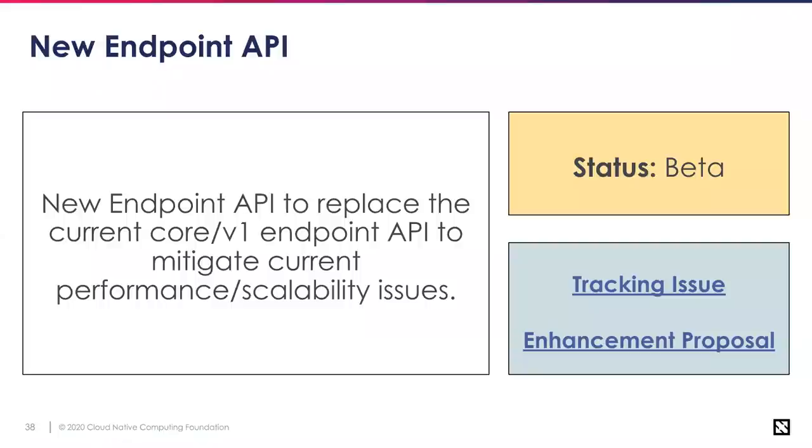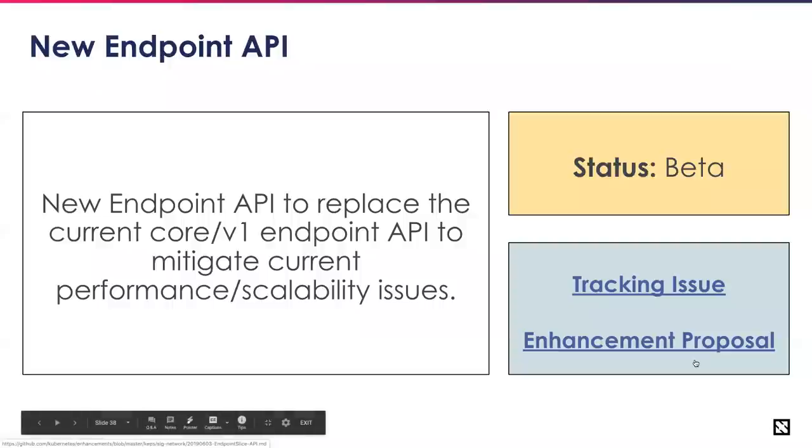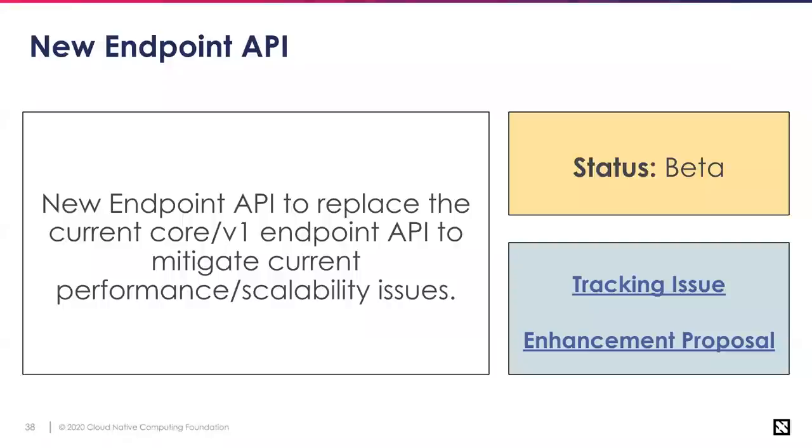And the next enhancement, which is a new endpoint API, this one is again in beta status, and this is meant to replace the Core V1 endpoint to mitigate some performance and scalability issues. I already mentioned it by another name, but to provide the full story, this is what we mean by the endpoint slice API. The long-term plan is to have this be the core API when doing anything with networking.